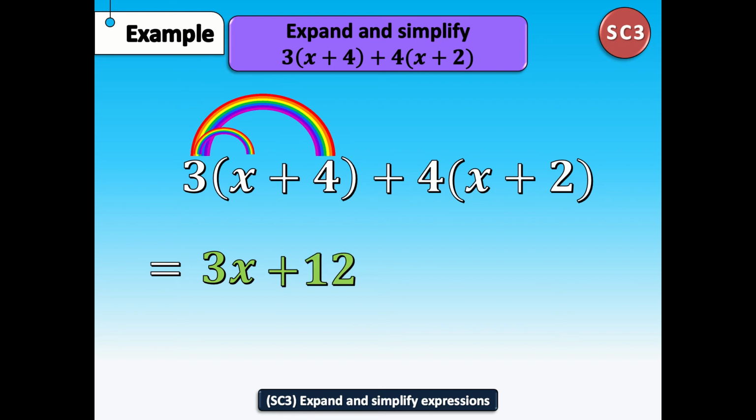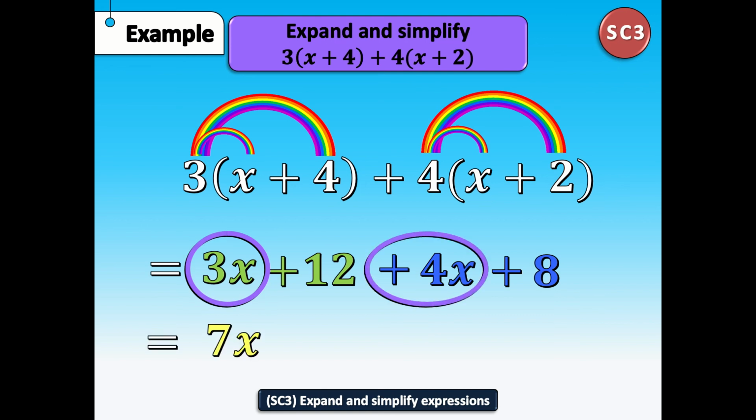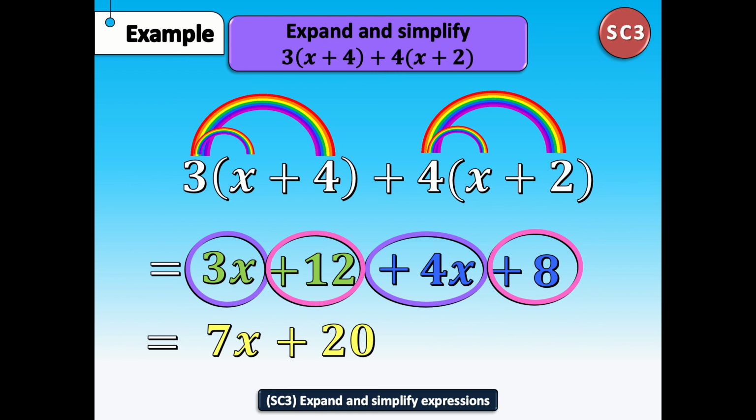Then we do the next bracket. 4 times x is 4x. And 4 times 2 is 8. Now we've expanded, we can simplify. So we add the x's together, so 3x plus 4x, which is 7x, and 12 plus 8 is 20. So that's our answer, 7x plus 20.